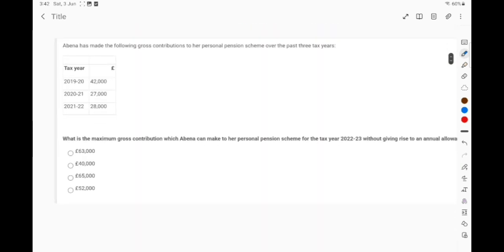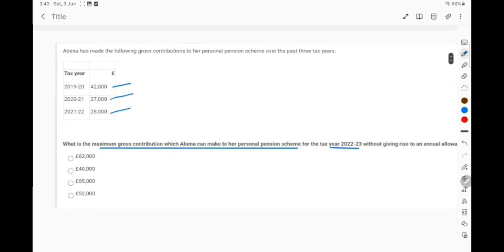So the next question, Abina has made the following gross contribution to her personal pension scheme over the past 3 tax years. So this is 42,000, 27,000 and 28,000. What is the maximum gross contribution which Abina can make to her personal pension scheme for the tax year 22-23 without giving rise to an annual allowance charge?